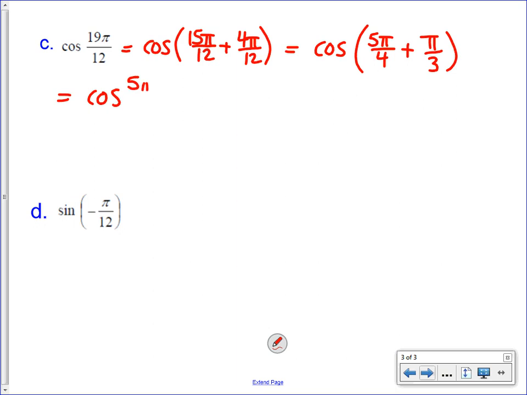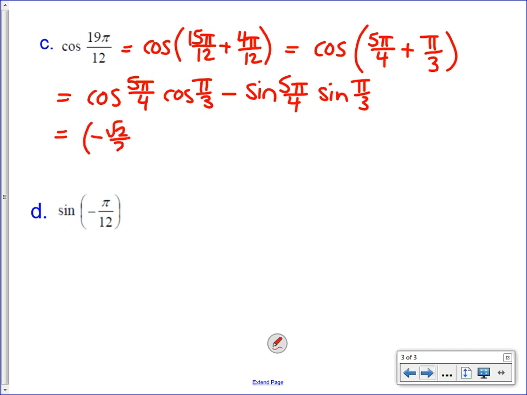cosine of 5 pi over 4 times cosine of pi over 3 minus sine of 5 pi over 4 times sine of pi over 3. All right, and then you're just going to use your unit circle to evaluate the trig functions. So cosine of 5 pi over 4 is negative square root of 2 over 2 times cosine of pi over 3, which is 1/2, minus sine of 5 pi over 4, which again is negative square root of 2 over 2, times sine of pi over 3, which is square root of 3 over 2.